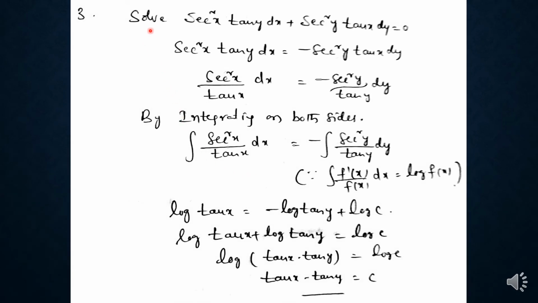Next problem. Solve secant square x into tan y dx plus secant square y into tan x dy is equal to 0. So here we have x function and y function, and also here y function and x function all are appearing together. So to separate the variables, we can write it as like this: secant square x into tan y dx is equal to minus secant square y into tan x dy.